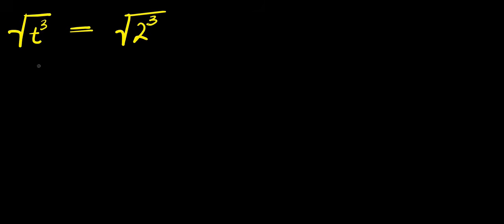Hello, how to solve this radical problem? This is square root of t power 3 equals square root of 2 power 3. We are solving for values of t that satisfy this equation.